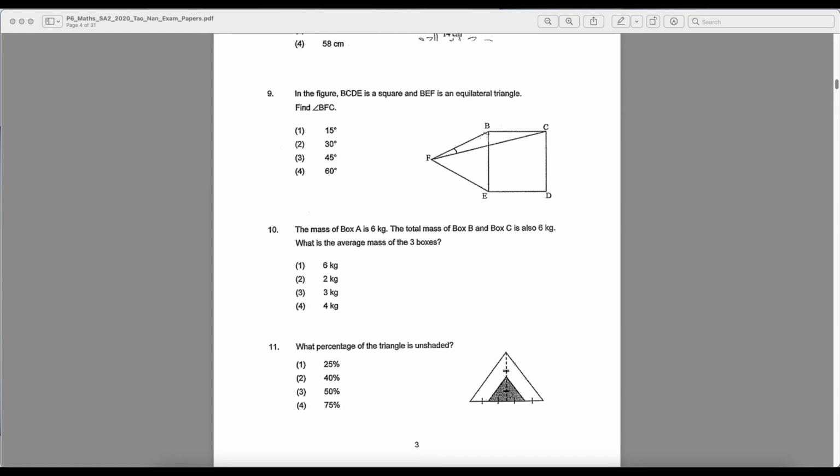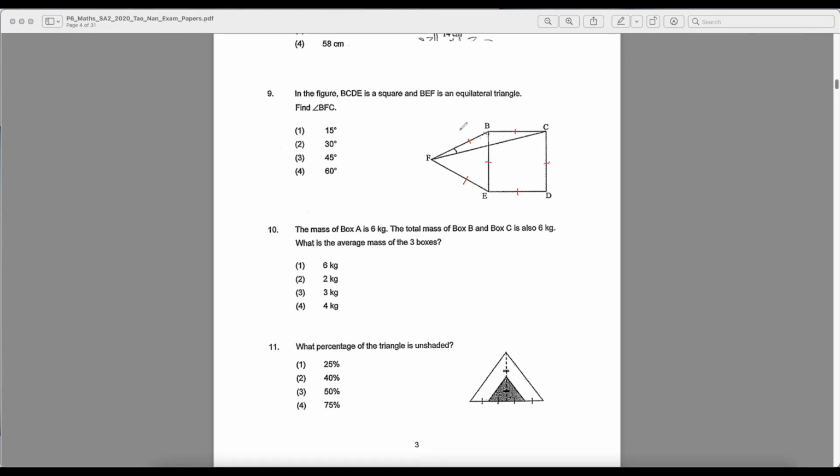Okay? Together. In this figure, BCD is a square. So, when I see squares, I will draw this thing because it means that they are the same side. Alright? And BEF is an equilateral triangle. Equilateral triangle also means that they have the same side. So, do you realize that B is actually one side of the triangle? So, since they're all the same, I'm going to draw single lines on them. Okay? They're basically all the same sides.